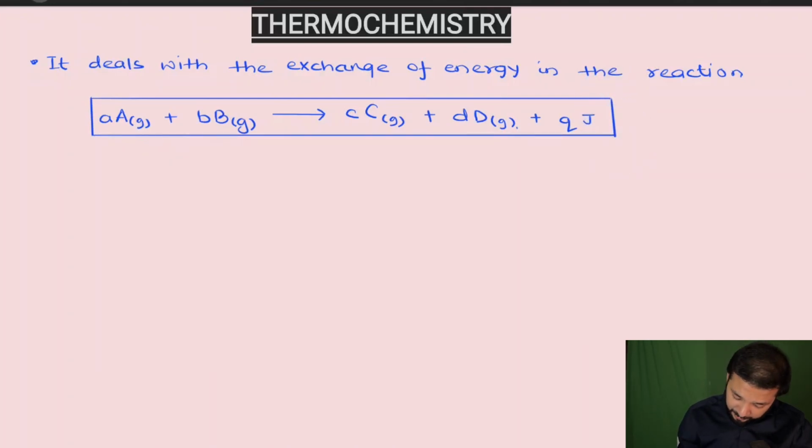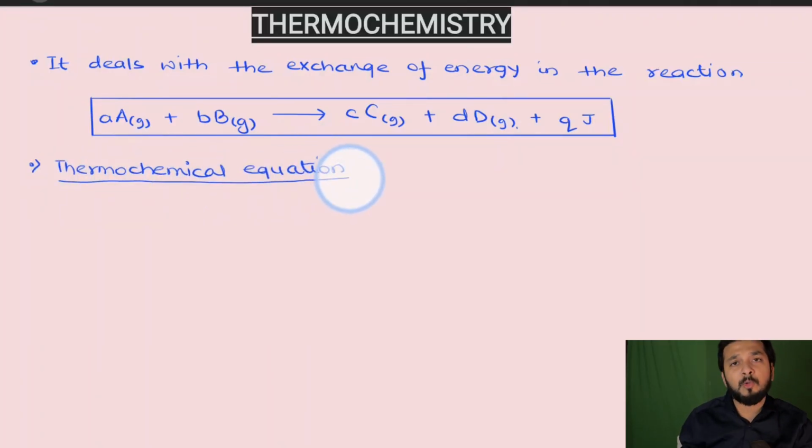So let's write the next point, that is thermochemical equation. How do we define a thermochemical equation? Before that, how do we define a chemical equation? A chemical equation is nothing but a symbolic representation of a chemical reaction. Symbolic representation means we have to mention the reactants and products in terms of their symbols.